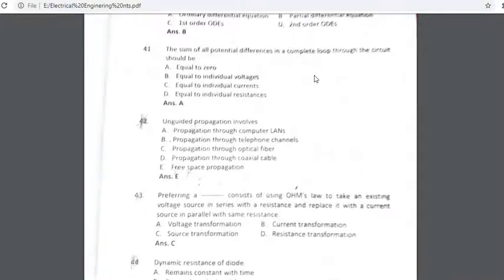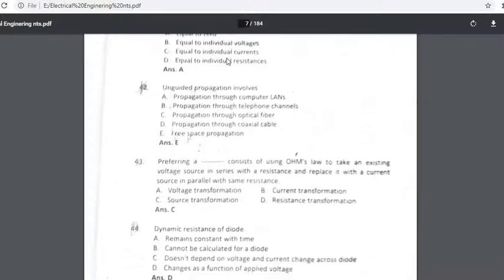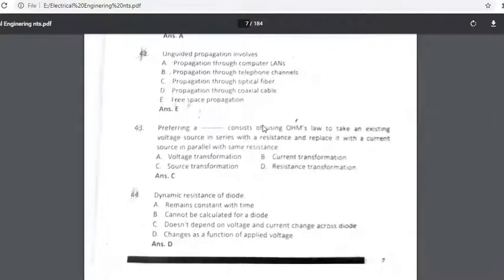In the 41st, the sum of all potential differences in a closed loop through the circuit should be what? Equal to 0. It is KVL. Unguided propagation involves what? Free space propagation. In free space, it is unguided.